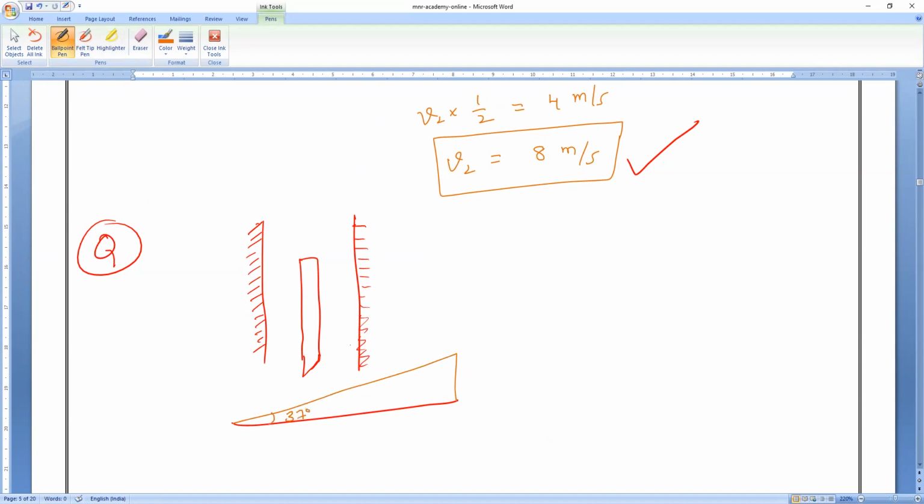What is the name of this one? This is called a wedge. When this block is going downwards and hitting, this wedge will start moving in this direction. Now this block one is coming downwards with acceleration A1 equals 9 meter per second square. How many meter per second square, everybody? 9 meter per second square. So now you have to find the acceleration of this body, the wedge.